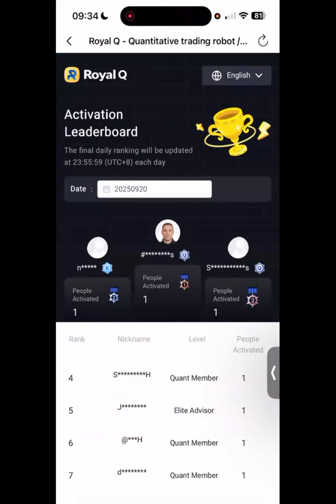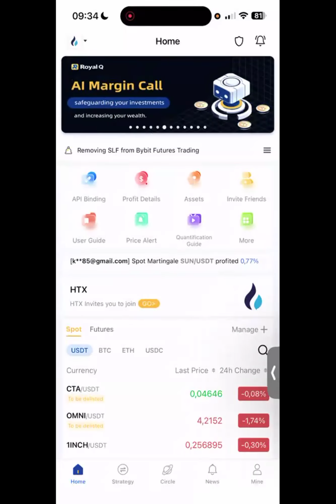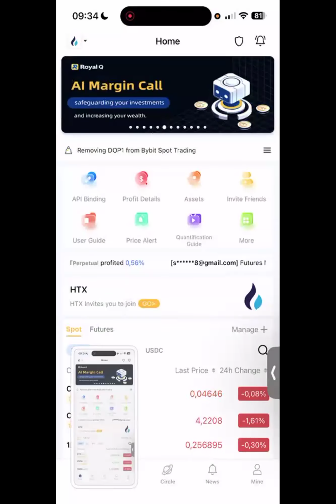Every day they keep updating it, and they'll tell you the number of people that this person activated, their rank, and also the first, second, third on the leaderboard. So you'll be able to see it over here. It's not as if we have a different RoyalQ app. It's on the app. All right, let's move out of the leaderboard and go below.